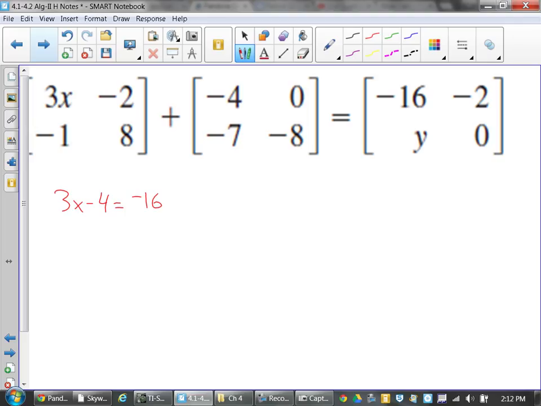And then the other one, what are the ones you have to match up with? The bottom left. Everybody see that? Where's the variable? The variable's in the bottom left. So, negative 1 minus negative 7. Or excuse me, plus. So what's y? Negative 8. And what's x? Negative 4.